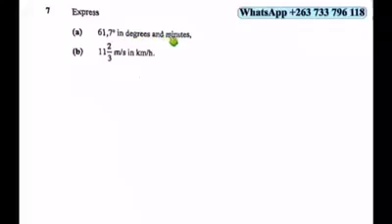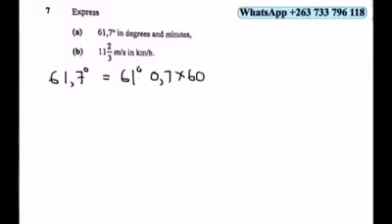61.7 degrees in degrees and minutes. So here we just multiply the decimal fraction times 60 minutes, since there are 60 minutes in an hour. So let me multiply 61 degrees, 0.7 is the fractional part, times 60 minutes. So 0.7 times 60 minutes is 42 minutes. So the final answer will be 61 degrees, 42 minutes.